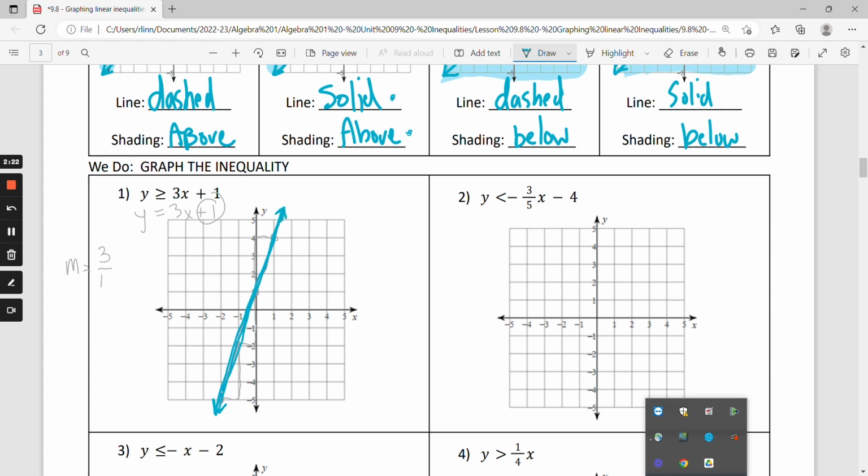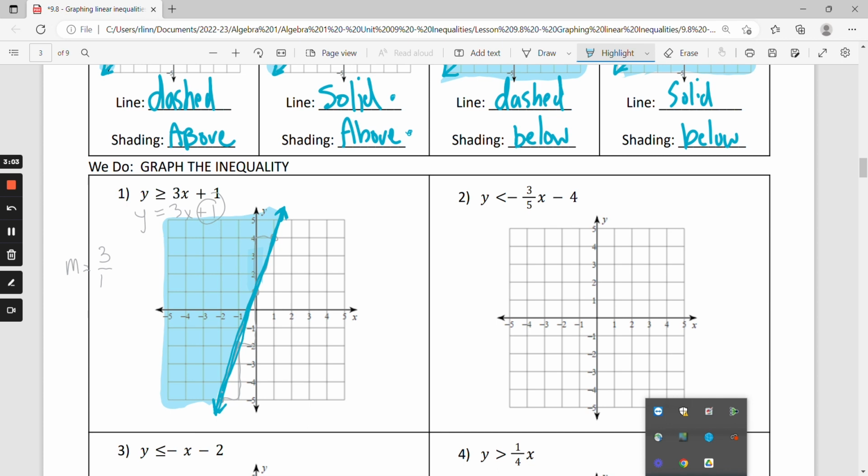And then I need to do my shading above the line. Sometimes when these lines are really diagonal, or really steep, it can be a little difficult to see which one's above. The easiest way that I found is to start at the y-axis, go straight up, and then we can say, all right, this is the section. So we're going to shade this section here, everything above that line, even though it looks like it might be to the left of the line, it is above the line. So now we've graphed our inequality y is greater than or equal to 3x plus 1.